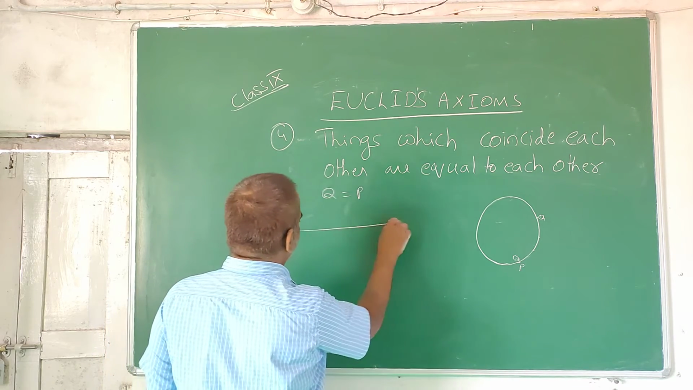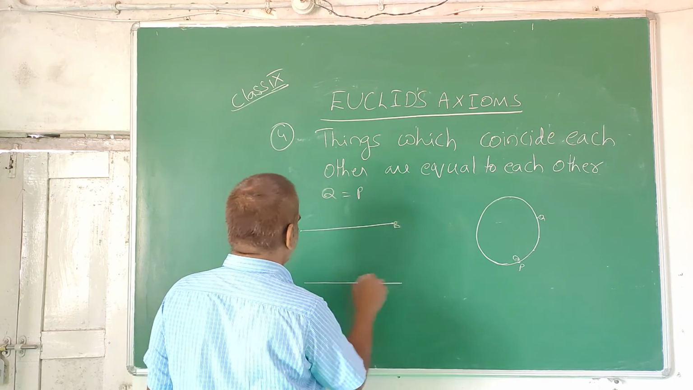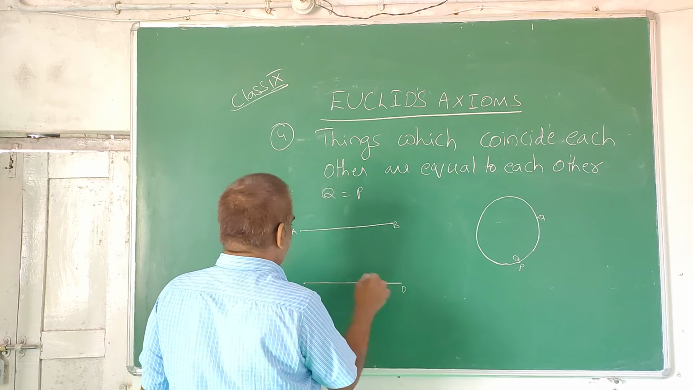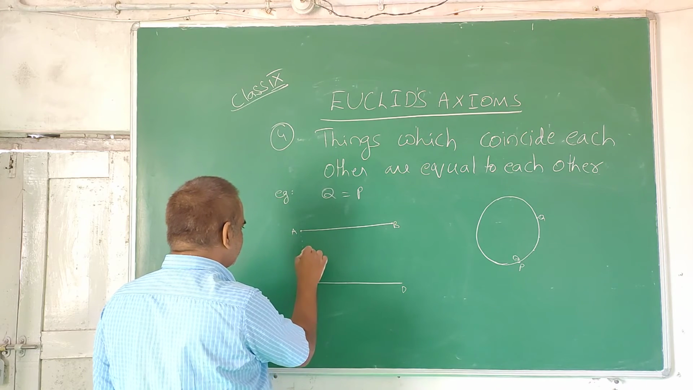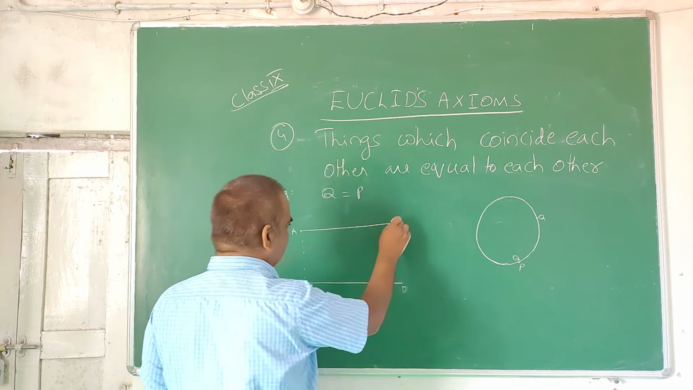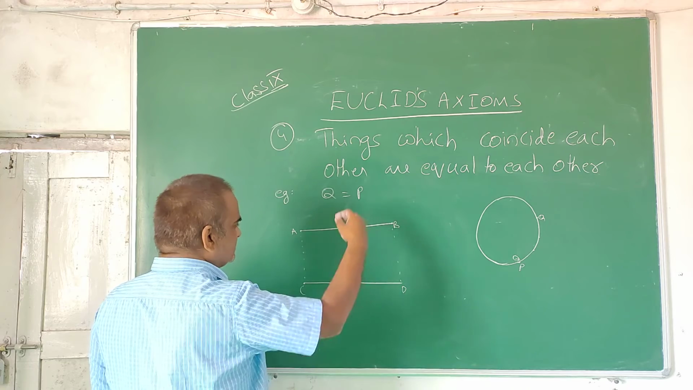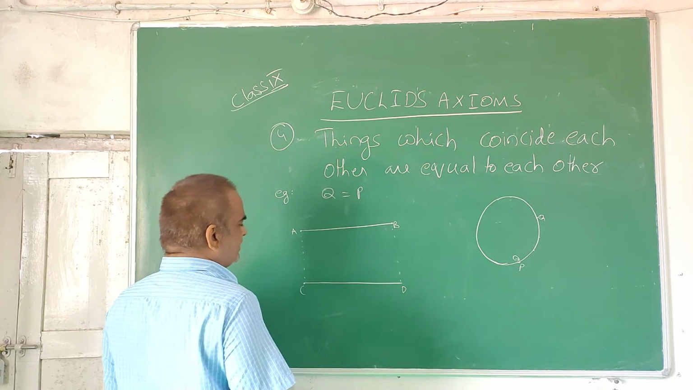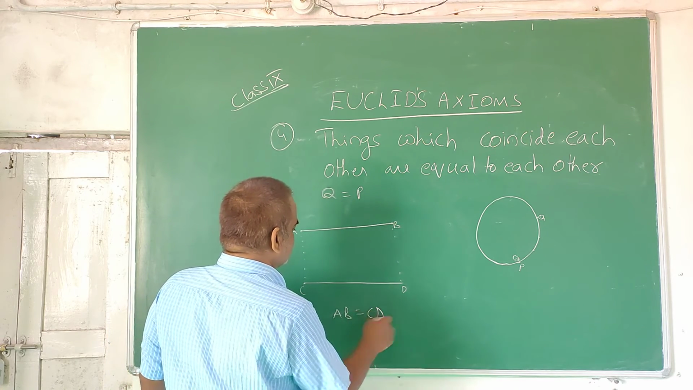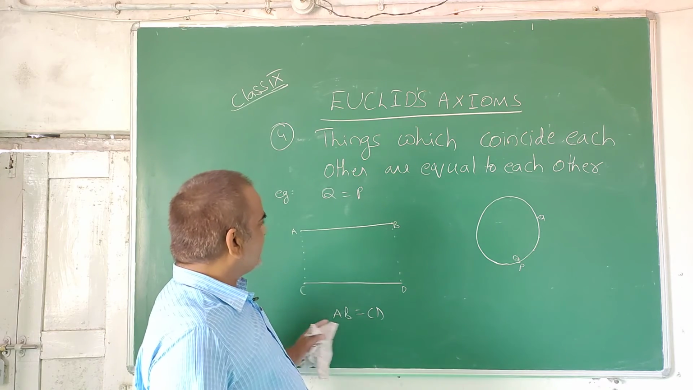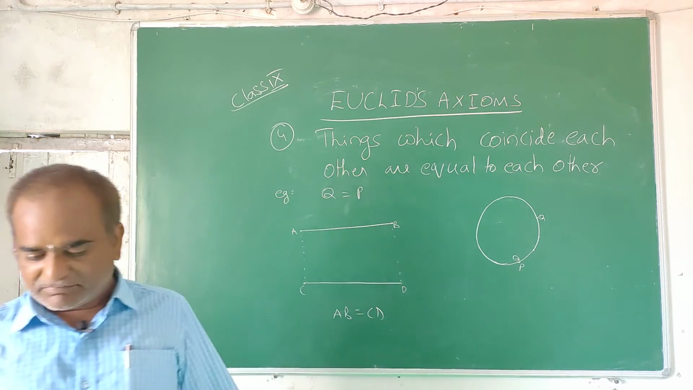And another example: say there is a line segment AB, and a line segment CD, say for a moment. And now say that this point A is falling on C, so that A falls on C, then B falls on D. Then AB and CD are coinciding. If A falls on C, B falls on D, AB and CD will coincide. So then AB will be equal to CD. So things which coincide with each other are equal to each other. Are you following? So these are two examples for the fourth axiom.